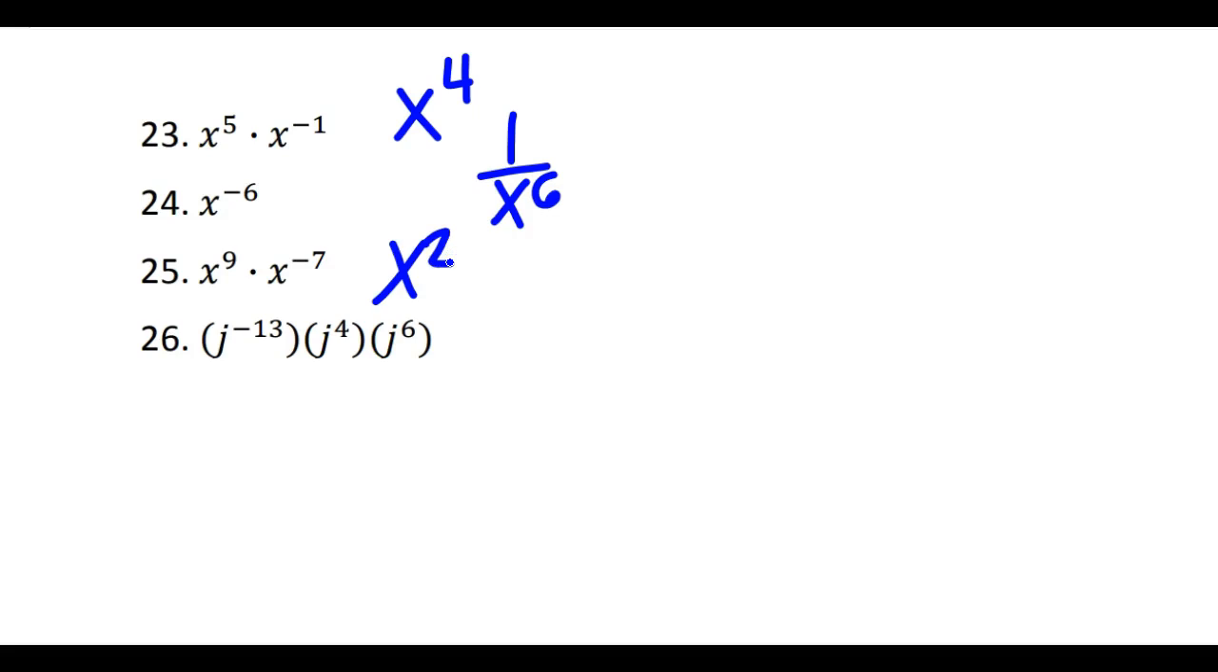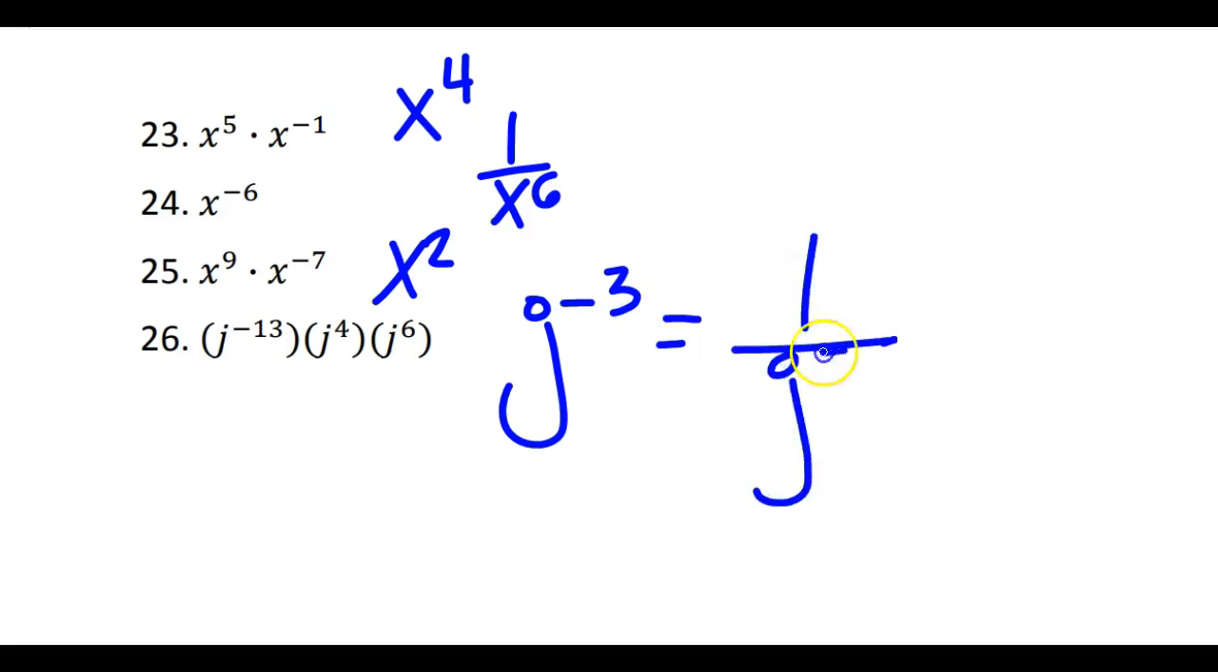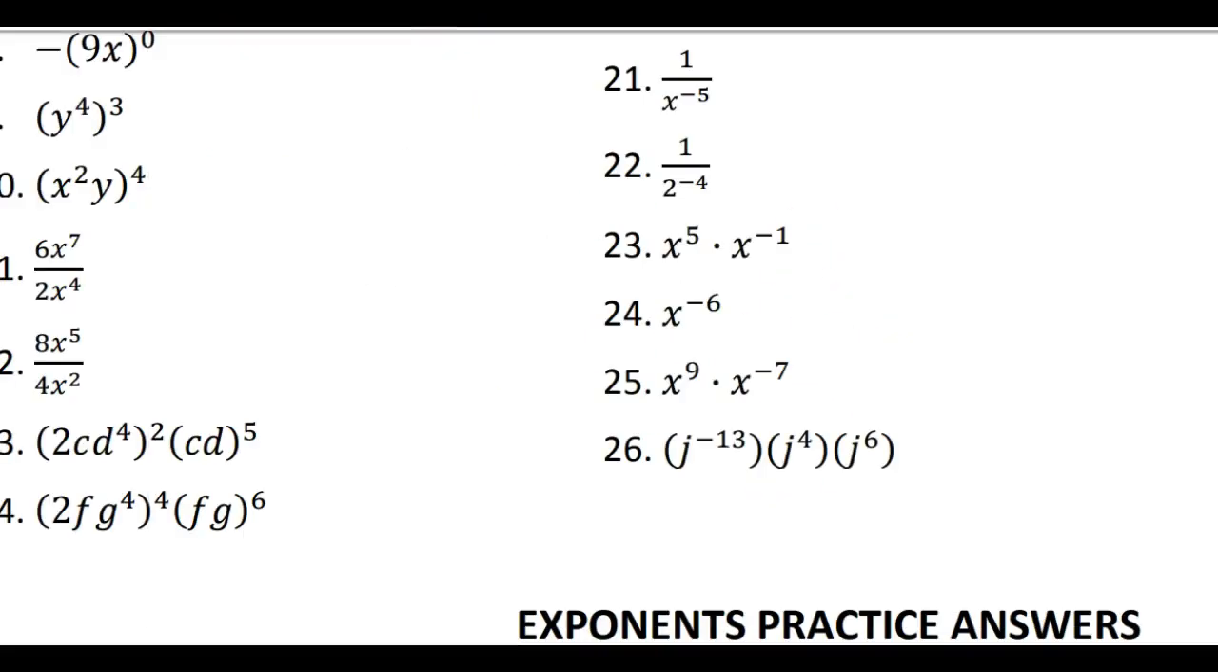Okay, so can't you combine them? Well, what is happening between these different terms? Yes, you can. They're multiplying. So j to the negative 3rd power. Yes, that's correct. Now, can you simplify that? 1 over j to the 3rd power. Yes, that's correct. Very good.